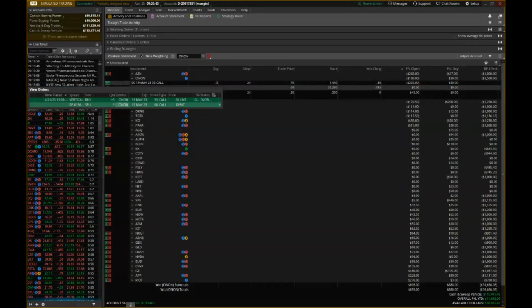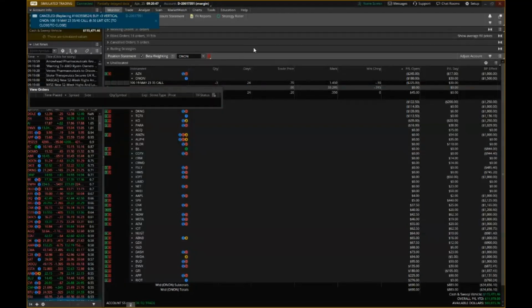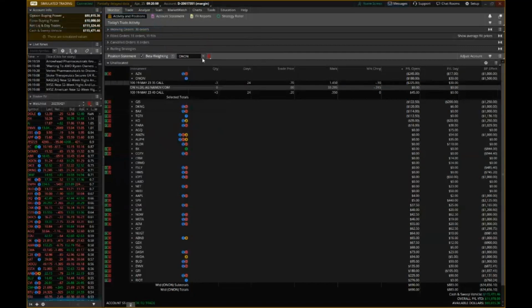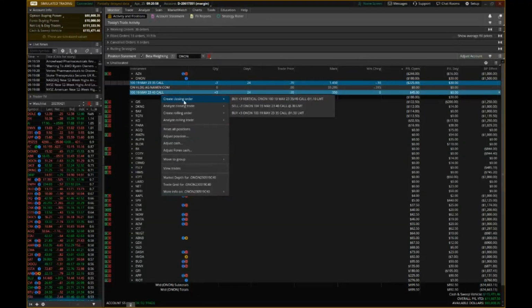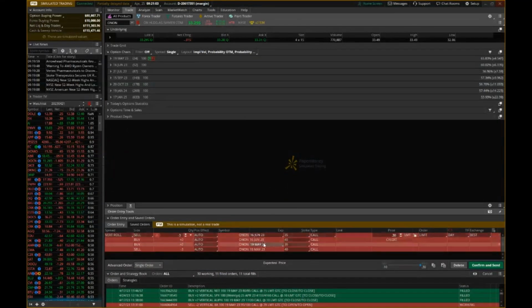So I'm just canceling the order real quick. Sometimes it's a little slow. Then left click, control, left click, then right click, create rolling order. Make sure it's on the next expiration month. We can get a 30-cent credit. Make sure you change it to GTC.